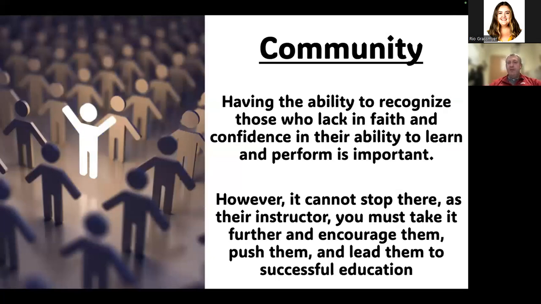And we see here having the ability to recognize those who lack faith and confidence in their ability to learn and perform is important. Within a safe community and an equitable classroom, not only are you going to notice this, but the students who are already thriving are going to notice this, and they are going to start building up your classroom. They're going to aid you, your biggest assets, in building a successful, thriving program. But it cannot stop there. You must take it further and encourage them, push them, and lead them to a successful education.